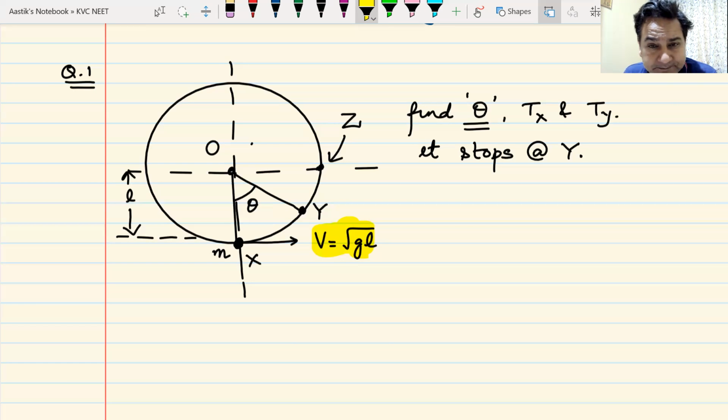No one knows the answer? Does it reach the diameter point? I have given the bob a velocity equal to root of GL. Does it reach the point Z? Anyone knows the answer? Please say. What are students doing in the class? Do we have any answer?